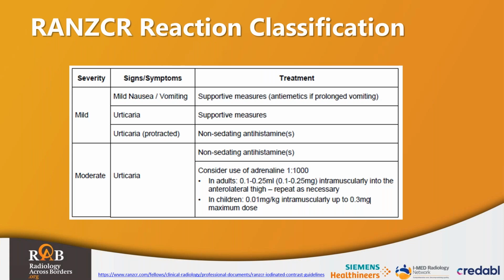I've also included the RANZCR reaction classifications. This is probably more what radiographers are inclined to understand them as: mild, moderate, and severe. This is pitched at radiologists in terms of treating the actual signs and symptoms. I won't run through the whole thing, but I just wanted you guys to have it for future reference.